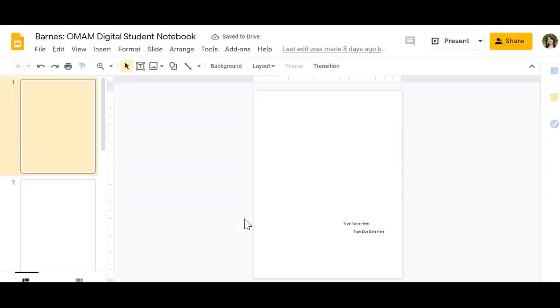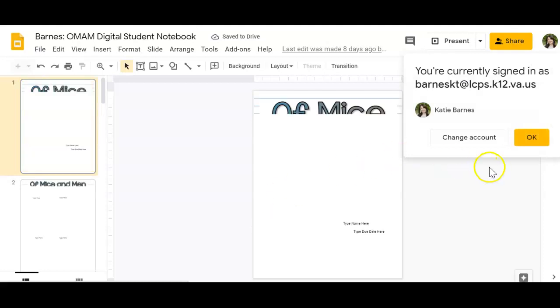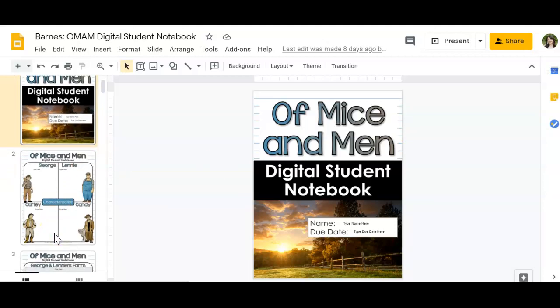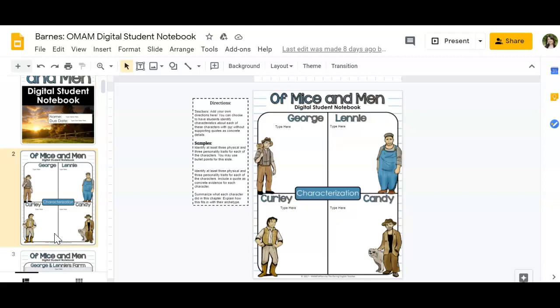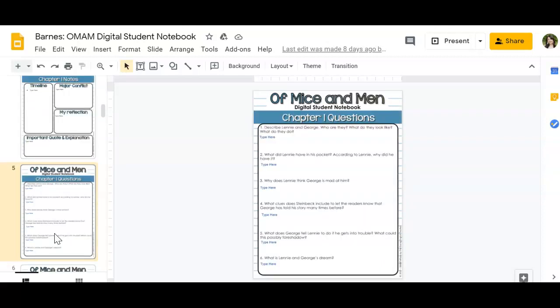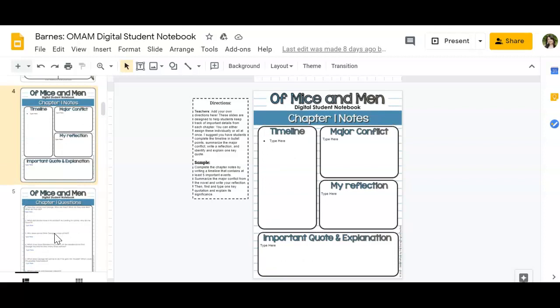This digital notebook is not going to be due until the very end of the Of Mice and Men unit, so this is something we'll be working on the entire time. Today, what I have you doing is, again, slides 4, 5, and 6. Those are the slides that all relate to Chapter 1. So you're going to skip slide 2, skip slide 3. We'll come back to those. So right now, we're focusing again on 4, 5, and 6. I am just going to briefly explain to you what I'm looking for.